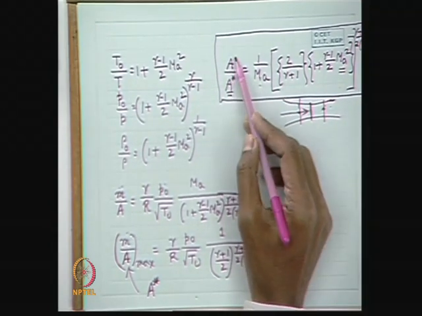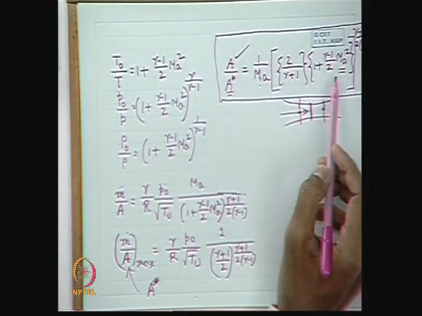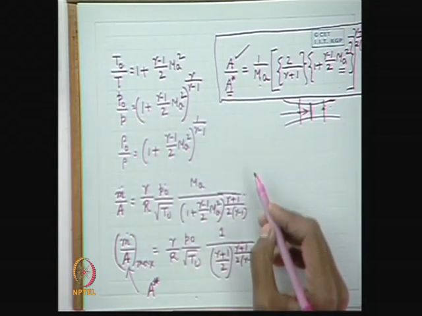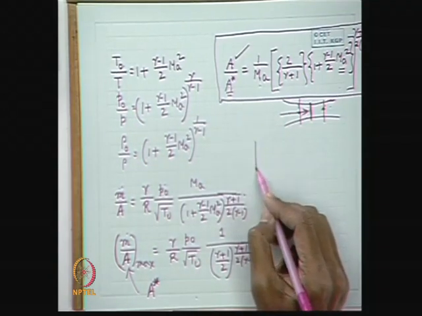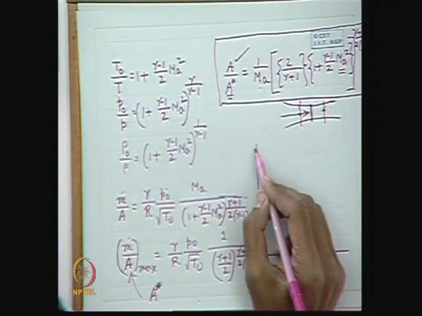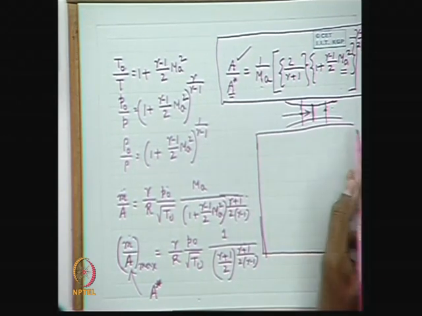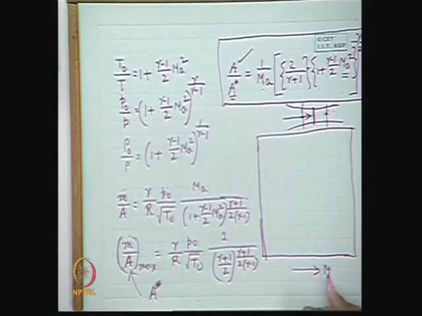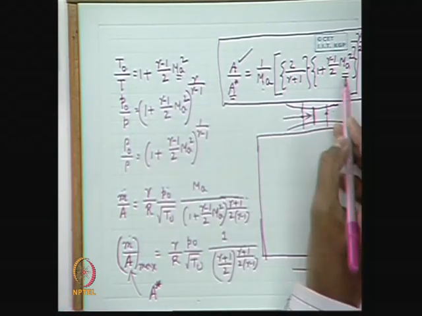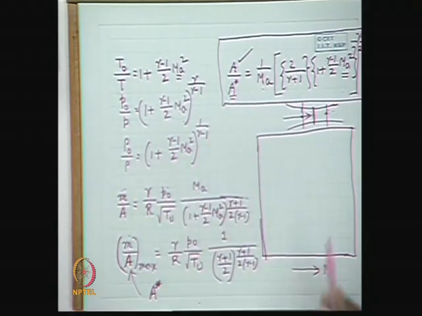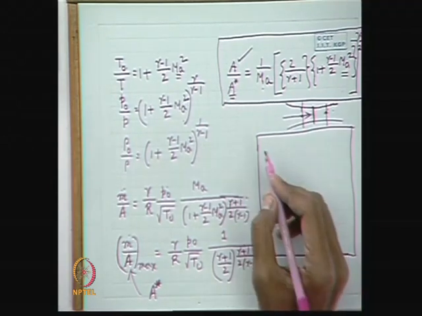Now, all these analytical formulae, A by A star, T0 by T, P0 by P, rho0 by rho, can be expressed graphically like this. It can be plotted like that with Ma as the independent variable. You see the ratio, the local and stagnation properties and the area ratio with Ma. If we plot, then this will give the result like this.